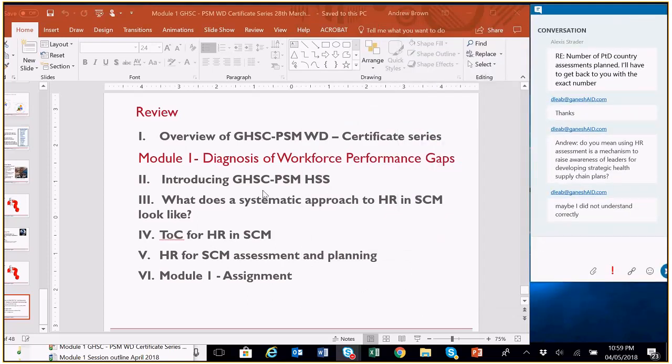What we've tried to do in this hour is to give you an overview of the certificate series. So there are 5 modules. This is the first one. And in the invitation that you responded to are the dates of all of the other modules. They will all be recorded, so that if you miss one, you can go back and listen to the recording.